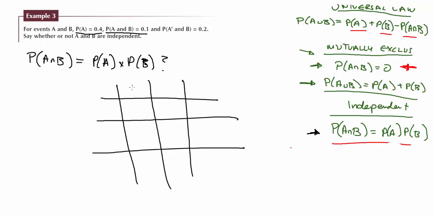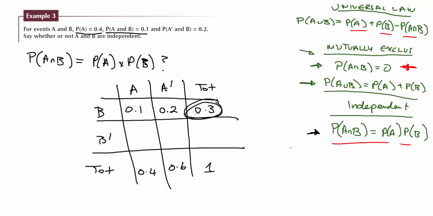All right, so I go A, not A. I go B, not B. Total, put the 1 in there. Okay, now let's put some numbers in. We know that's 0.4. We know that's 0.6. We know this is 0.1. We know that the probability of not A and B is 0.2. Does that make sense there, yeah? Which means the probability of B is 0.3. That's all we want. We actually don't have to fill in the rest of it.